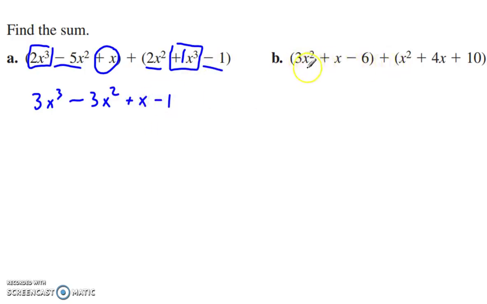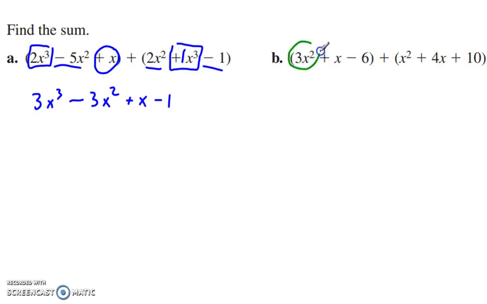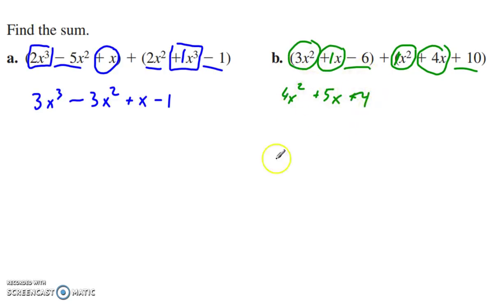Over here, we're adding these together. Go ahead, pause the video, try to do that yourself. Okay, I'll start again with the greatest exponent first. So here I have 3x squared. I'm going to look for another x squared. It's positive, so that's 1x squared. 3 plus 1 is 4x squared. And then my next smaller exponent is just 1. So 1x to the first plus 4 gives me 5. So plus 5x. And now the constants, negative 6 plus 10 is 4. So that trinomial is my answer.